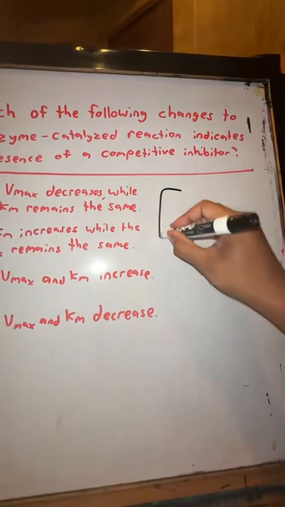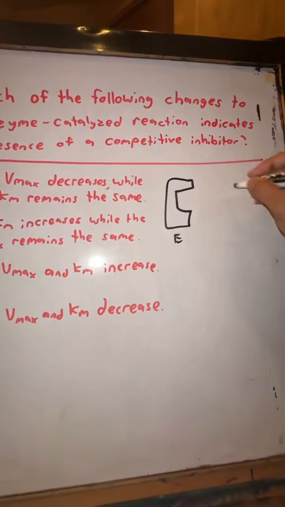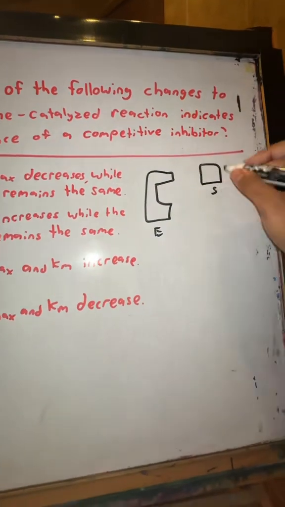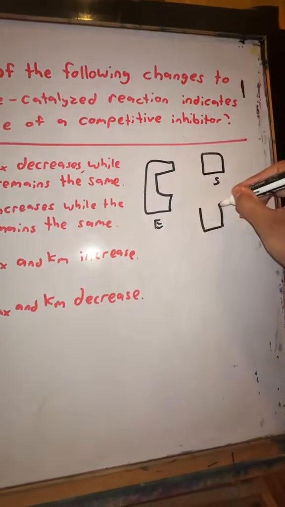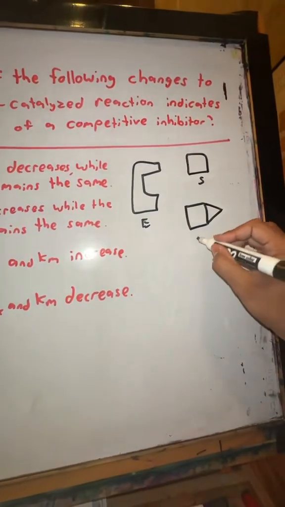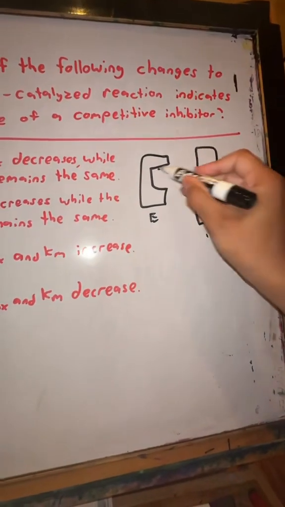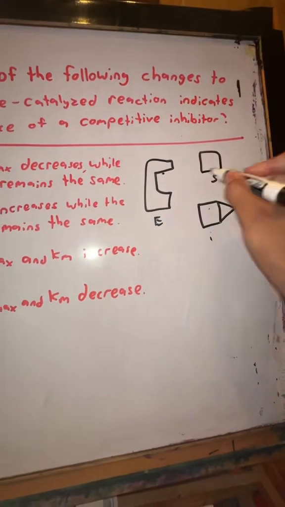First, competitive inhibitor. Let's say this is our enzyme right here, and this would be the normal substrate that we want in this active site. A competitive inhibitor would look similar. There's a difference here, but the main thing is this spot can fit in the active site, and so it will compete for the active site with the substrate.